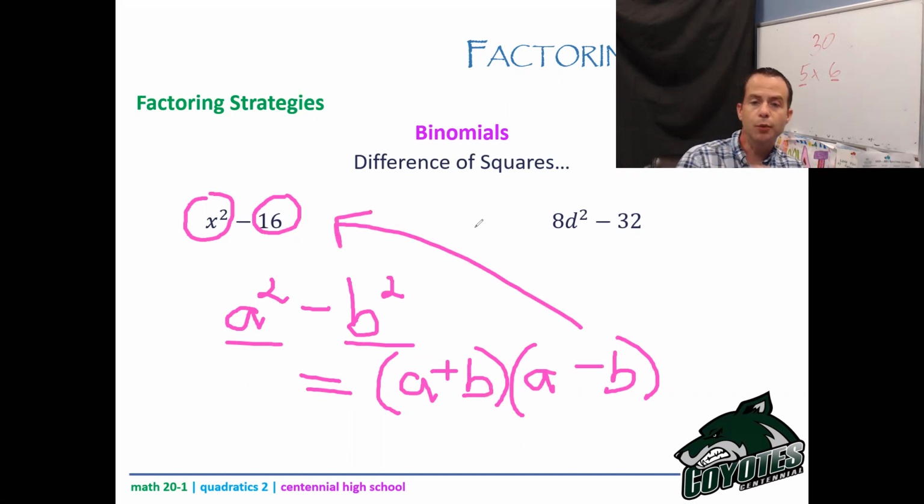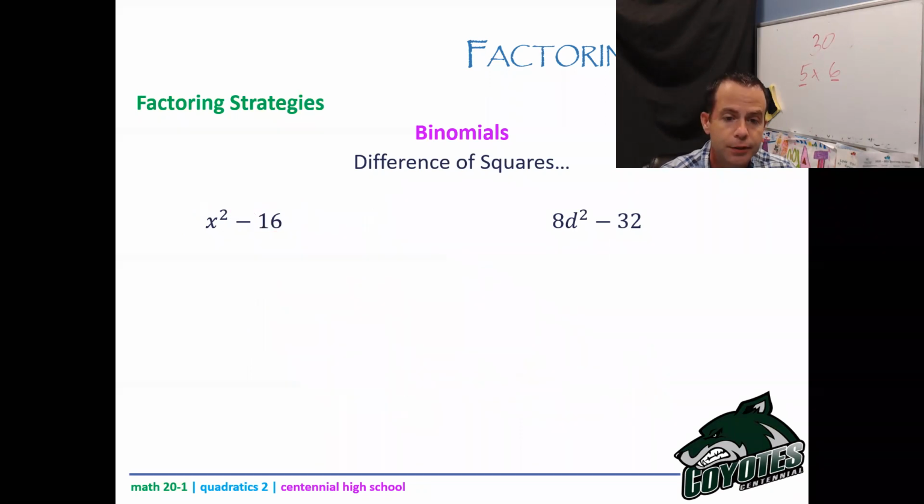So what's the square root of x squared? It's x. What's the square root of 16? It's 4. So this guy is going to factor into x plus 4 and x minus 4.